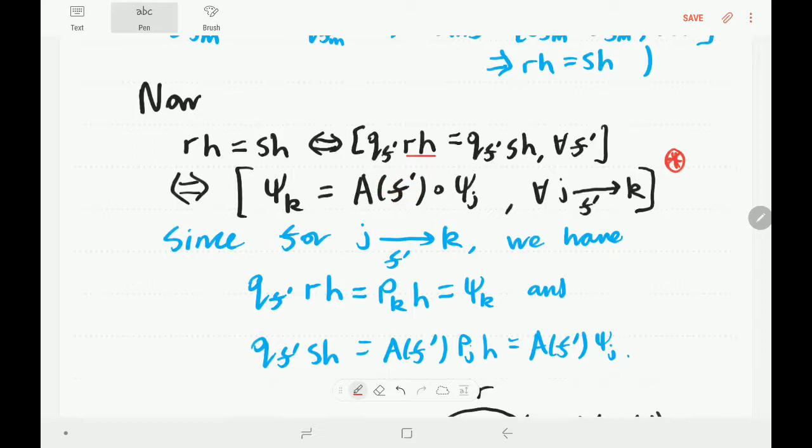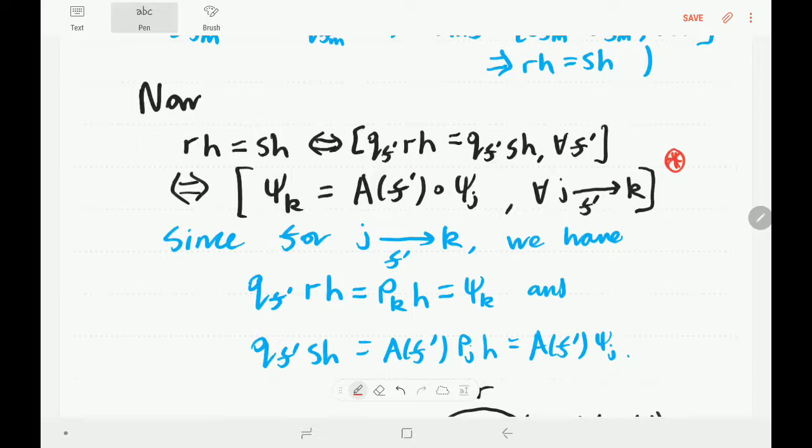And Q of F dash SH, again from a diagram, is just A of F dash PJ of H, which is just A of F dash psi J. So we have this condition here. And this is precisely the condition for the thing to be a natural transformation.